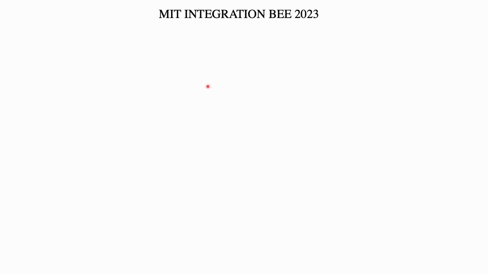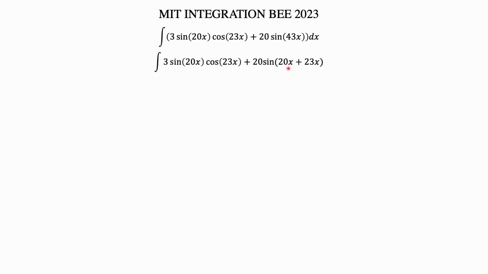Let's do MIT Integration Bee 2023 problem. You have 3 times sine 20x cos 23x plus 20 sine 43x dx. I know this 43, I can write it as 20x plus 23x, and now I can use my sine a plus b formula, and when you do that, basically that is sine a cos b plus cos a sine b.